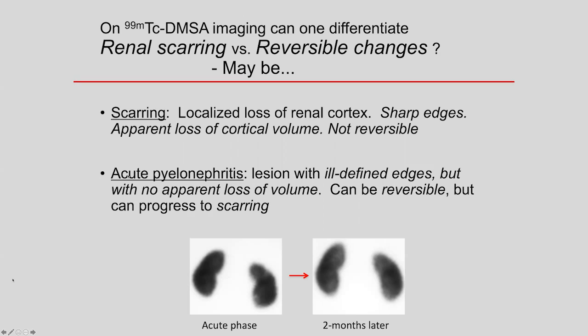In the case of acute pyelonephritis, the lesion will show ill-defined edges, but with no apparent loss of volume. So one can see the outline of the kidney without a very sharp angle. It can be reversible, but it also can progress to scarring. In this case, the defect that you see here and here is reversible after 2 months of antibiotic therapy. So you may be able to differentiate, but it's not an exact science.